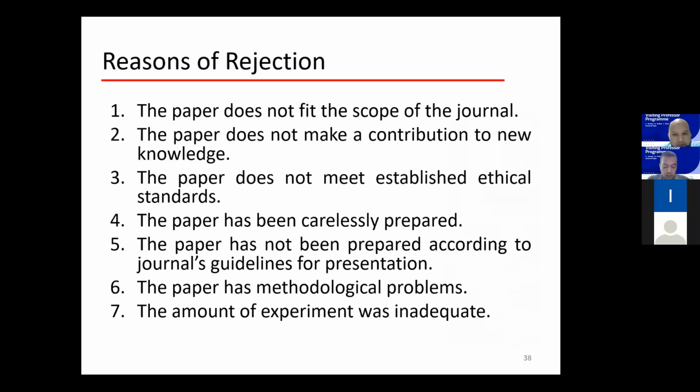Okay, so some of the reasons for rejection. Number one, the paper does not fit the scope of the journal. So that's why you need to read carefully what the scope of the journal is. Number two, the paper does not make a contribution to new knowledge. So there is no new knowledge. How we measure the contribution of knowledge depends on the quality of the journal. For some journals, for example, if you are using new techniques to solve an existing problem, that is considered a knowledge contribution. But the depth of the contribution is different according to the journal. Q1 journals expect more, of course.